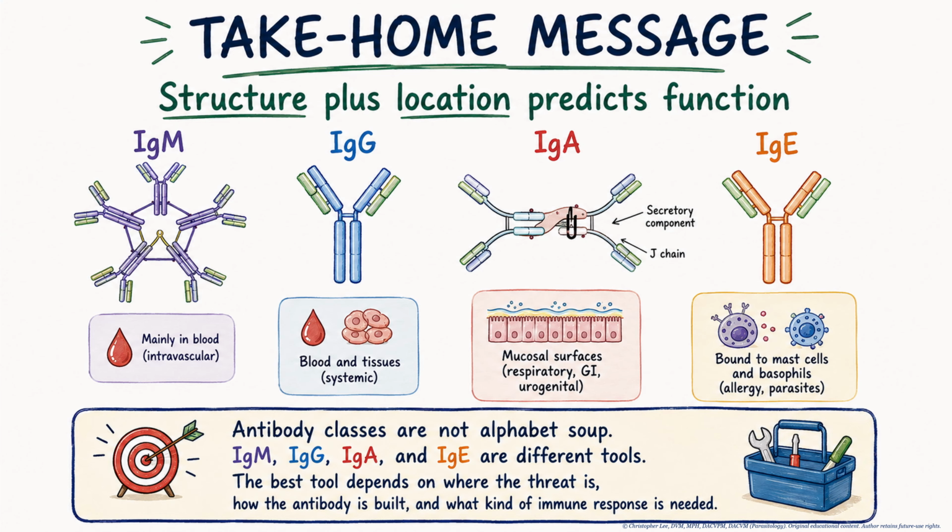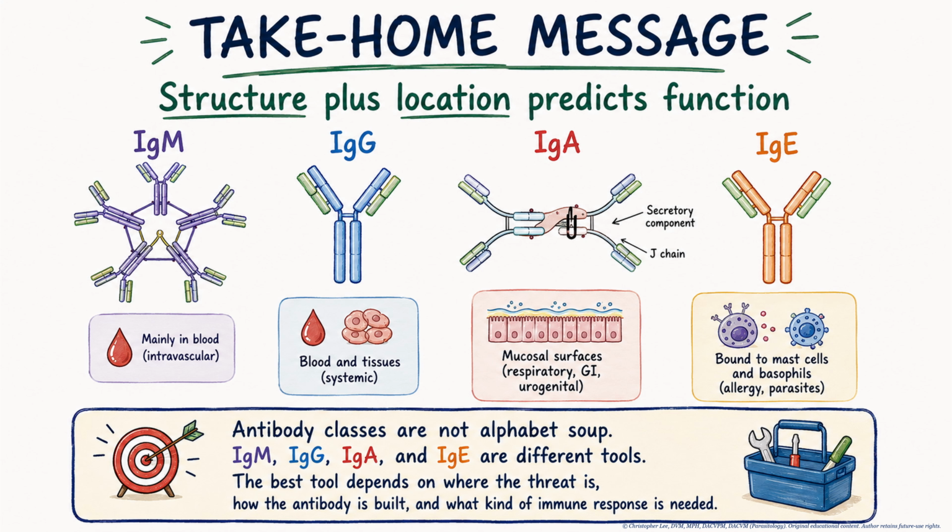The take-home message is that antibody classes are not alphabet soup. They're different tools. The FAB region helps identify the target, but the FC region helps determine what kind of immune response follows. Structure influences location, and location predicts function.